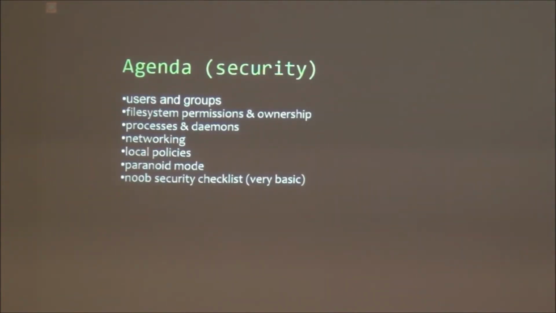As far as security, we're going to talk about users and groups, file permissions, and ownership. That's very important when it comes down to security. Who can do what on the system? Processes and daemons, networking, some local policies, and what I call the paranoid mode. And I have a little new security checklist, which is very basic, nothing too crazy on that list.